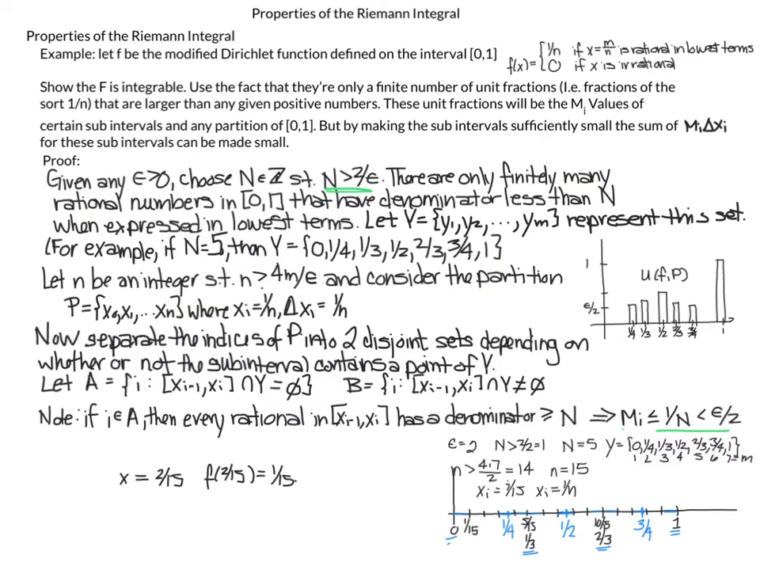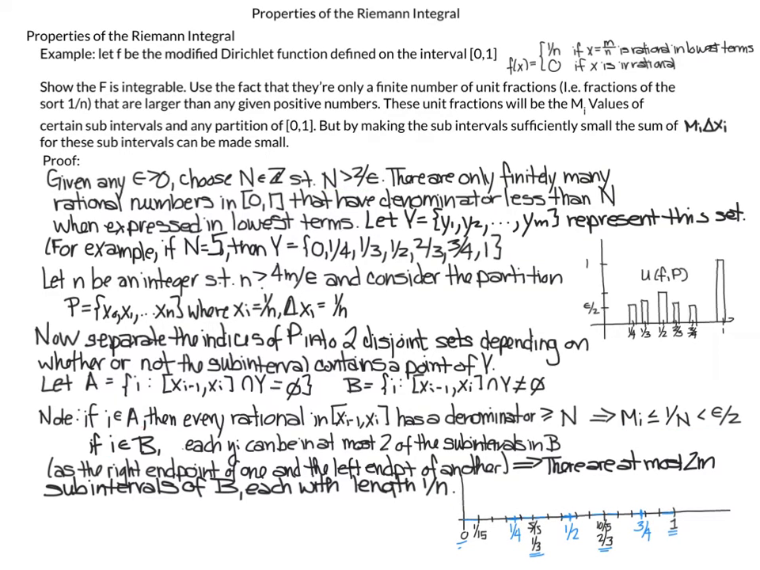So our supremum of the interval is going to be less than or equal to 1 over capital N. And then because of how we chose n, that means it's going to be less than epsilon over 2, because we chose n to be greater than or equal to 2 over epsilon. So what we have is that the supremum on the interval is less than epsilon over 2.